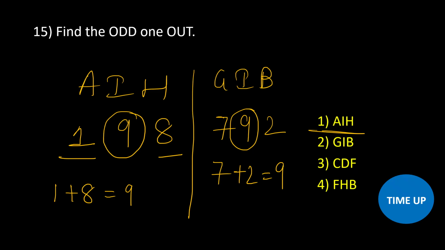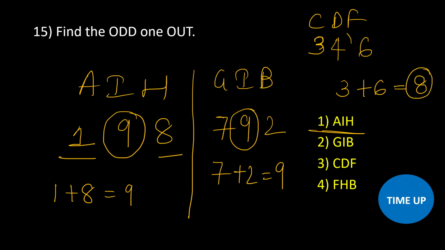Same way, if I do CDF, C is 3, correct? D is 4 and F is 6. But when I do 3 plus 6, I'll get 8, correct? But here I needed 4. So which is the odd one out here? CDF is the odd one out. Okay.